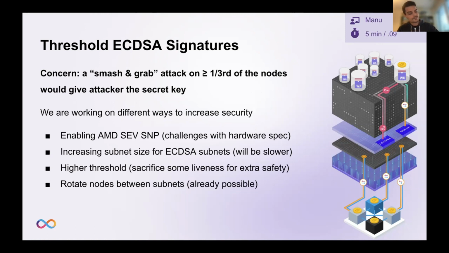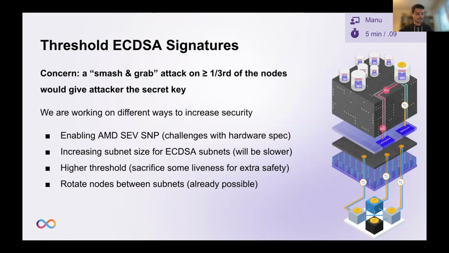Then the main thing I want to give an update on is, I guess there's still this concern that even though it's threshold ECDSA and the key is distributed in the subnets, somebody might do a smash and grab attack, stealing the state of many machines at the same time. So more than a third of the nodes of a subnet that holds an ECDSA key. And that would give the attacker the key.